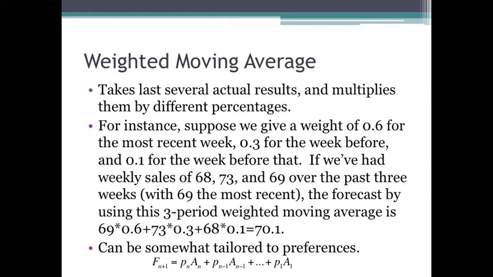Well, what we do is we take the weekly sales for the last 3 weeks: 68, 73, and 69 over the past 3 weeks, with 69 being the most recent. Well, then the 3-period weighted moving average would be 69 times 0.6 plus 73 times 0.3 plus 68 times 0.1. And so this is how a weighted moving average works. It is the actual results for the last several time periods multiplied by the percentages that we give to those time periods.